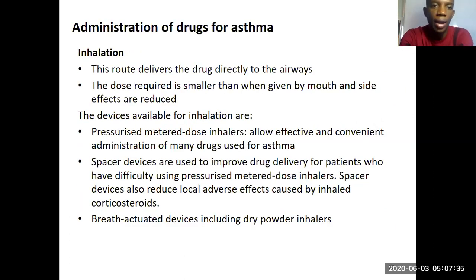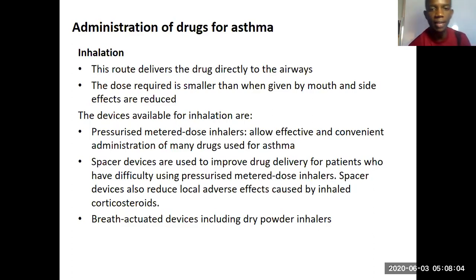Administration of drugs for asthma. Okay, one, we have the inhalation. This route is going to be delivering the drug directly to the airways, okay? Because obviously inhalation is in relation with the respiratory tract. The dose required is smaller than when given by mouth, and side effects are reduced, okay?